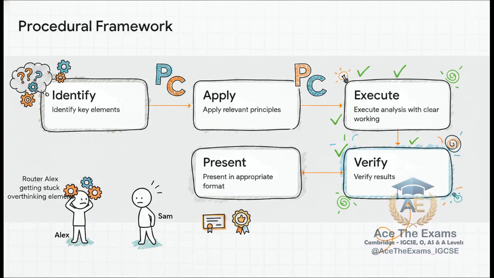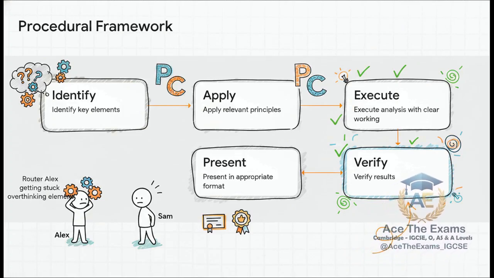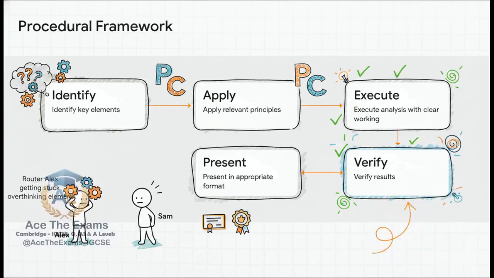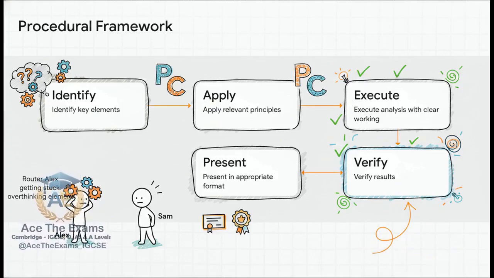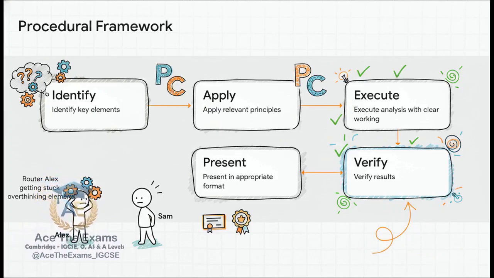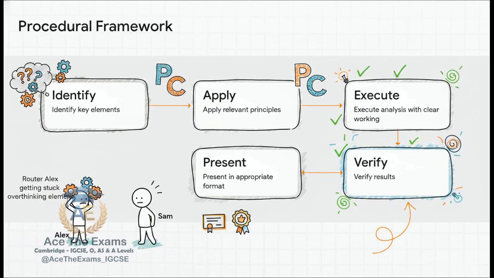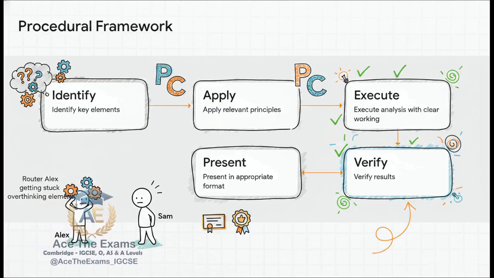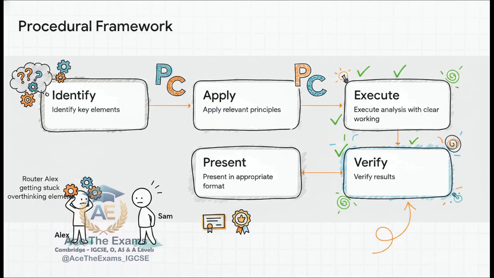To prevent the infinite holding patterns we talked about, you need this 5-step procedural framework. It is an incredibly reliable safety net. Step 1, identify the key elements. Step 2, apply the relevant principles. Step 3, execute your analysis with crystal clear working. Step 4, verify the results against the problem's constraints. And step 5, present your final answer in the appropriate format.